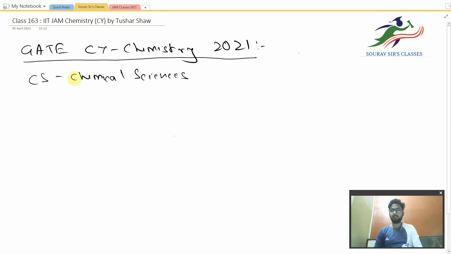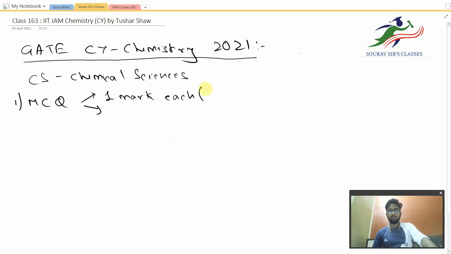Obviously the question pattern of GATE is quite similar to the JAM questions. I have already solved quite a lot of JAM questions in the earlier videos, so you may go check those out. We will have MCQ type questions, of two types. One will be 1 mark each, where on getting the question wrong, 1/3 marks will be deducted. The other type of MCQ would be 2 marks each, each carrying a negative mark of 2/3.